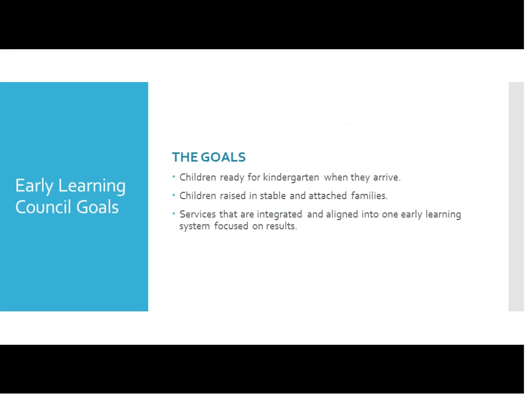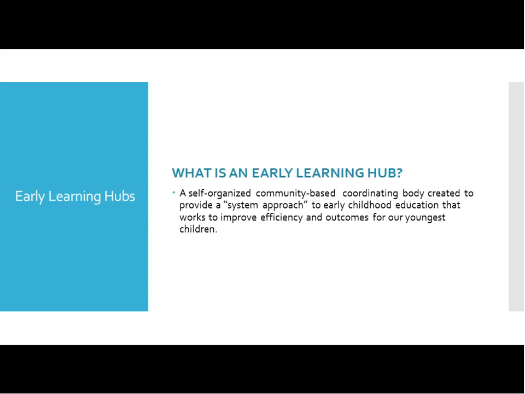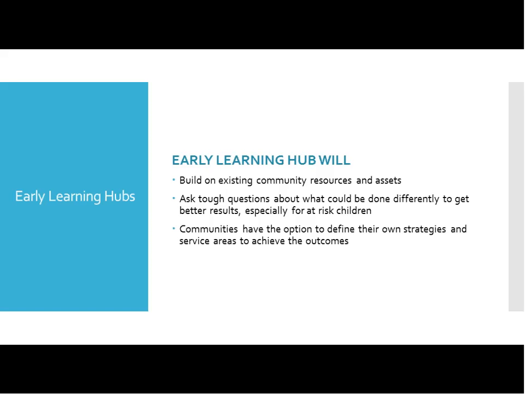So there's a lot of talk of early learning hubs, and the question that has been asked is, what is an early learning hub? We've been defining an early learning hub as a self-organized, community-based coordinating body created to provide a system approach to early childhood education that works to improve efficiency and outcomes for our youngest children. At a foundational level, early learning hubs will build on existing community resources and assets, ask tough questions about what can be done differently to get better results, especially for at-risk children. And it's important to note that communities have the option to define their own strategies and service areas to achieve the outcomes.